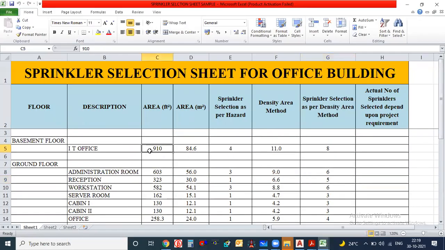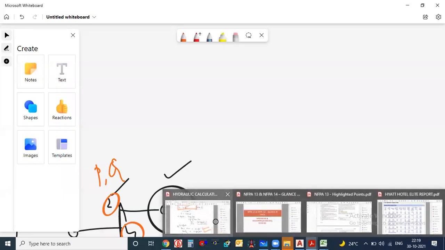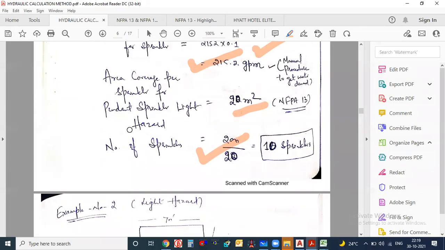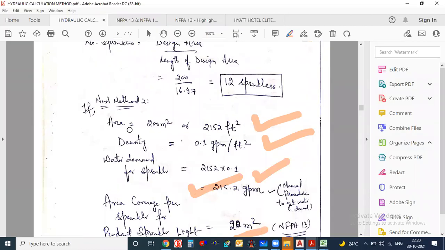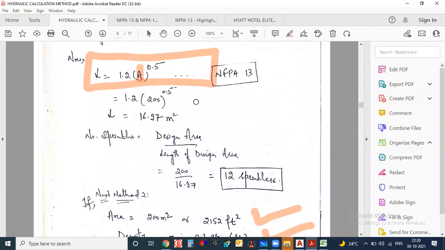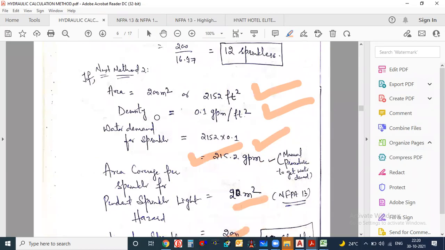Just one thing is required: either the area in square feet or the area in square meter. You can make this sheet in no time. It will not take much time if you have a proper area sheet. After that, this is one example I have shown you of both methods: what will be the effect if you follow the density area method, and what will be the effect if you follow the maximum protection area.